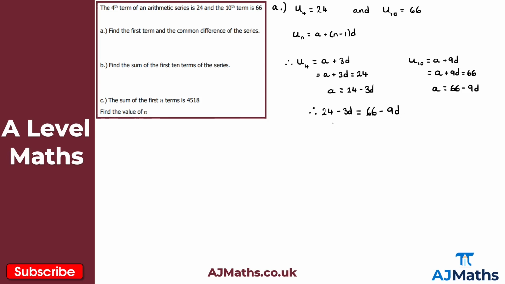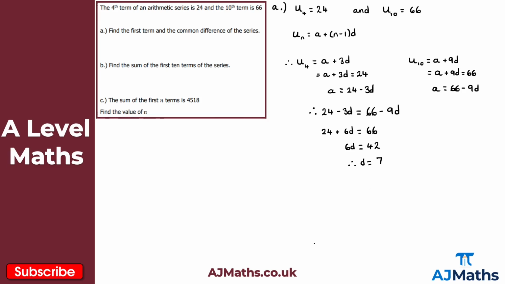So add 9d to both sides, so I get 24 minus 3d plus 9d, that would be 6d, and that is equal to 66. Now subtract 24 off both sides. So we get 6d equals 66 minus 24, which gives us 42. And then finally, divide both sides by 6. And therefore, d is equal to 42 divided by 6. In that case, d is equal to 7.